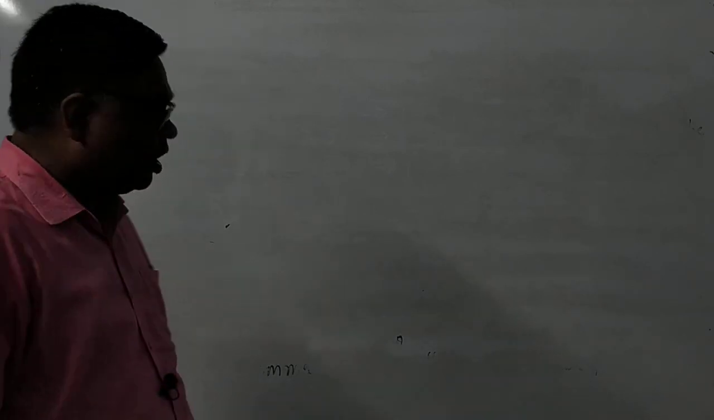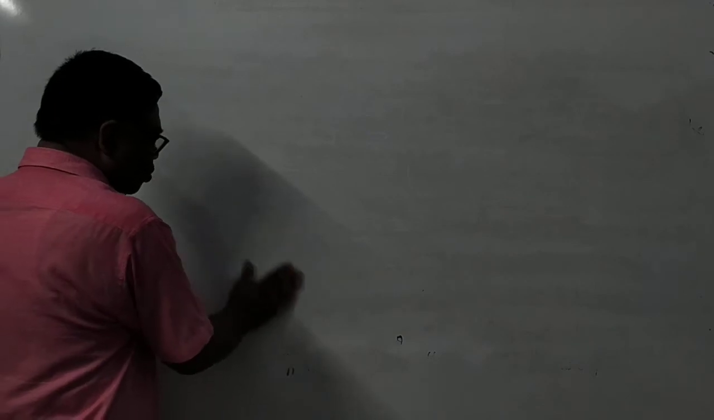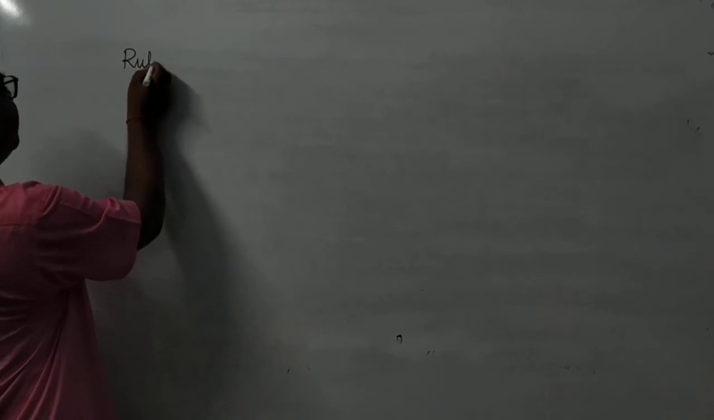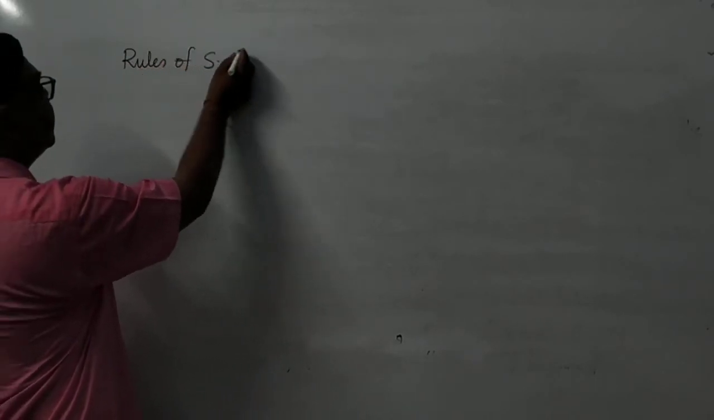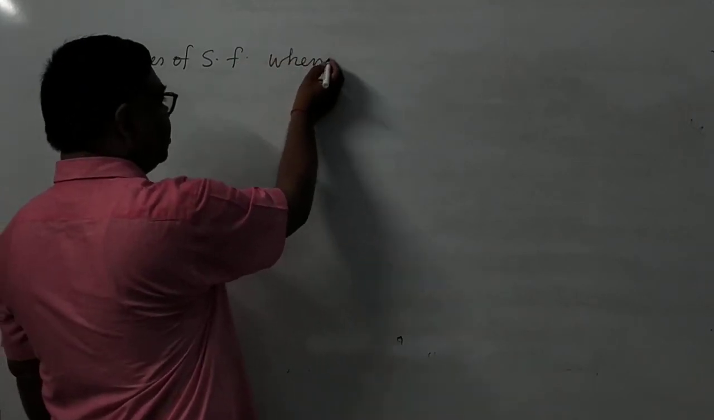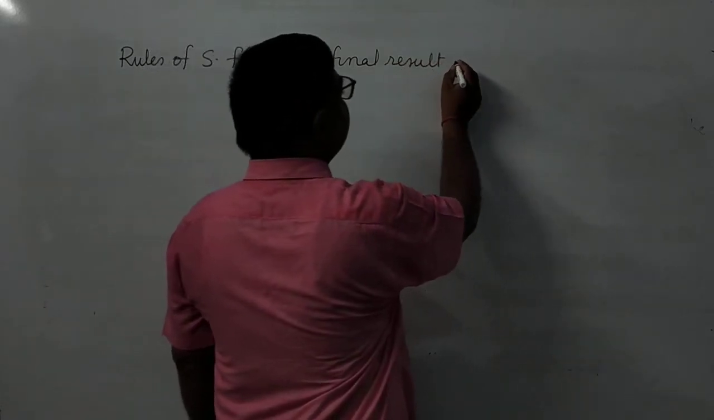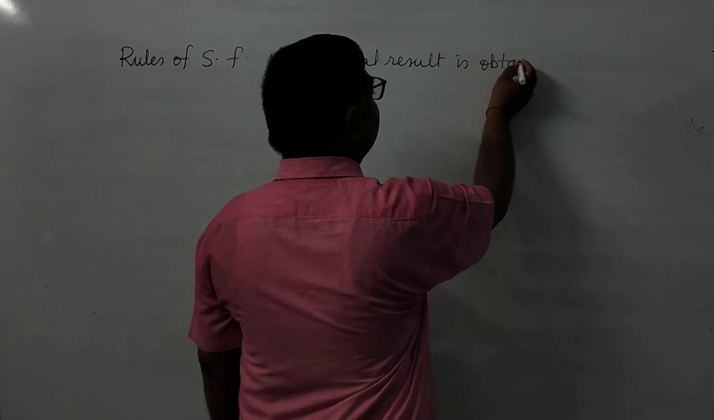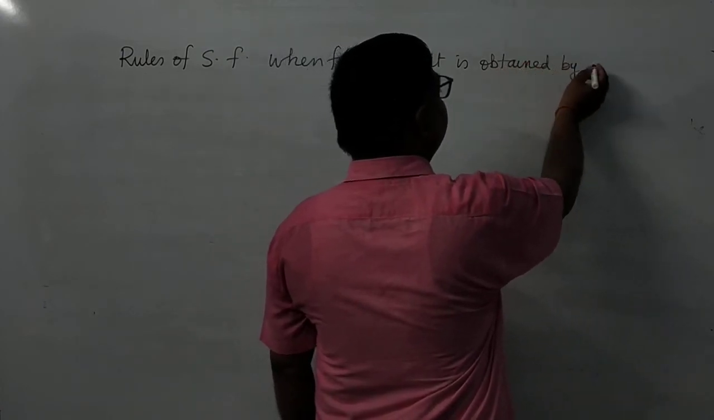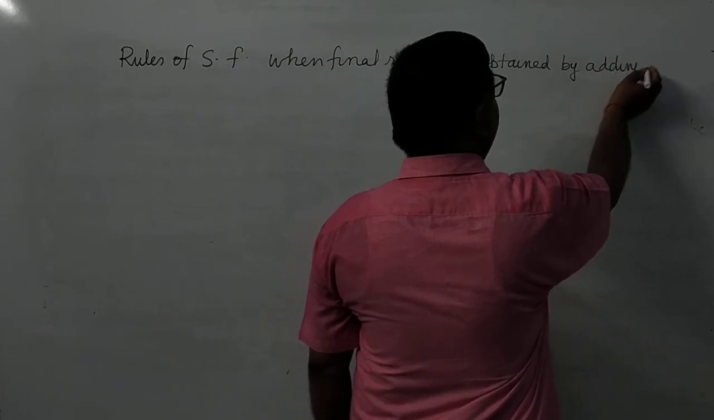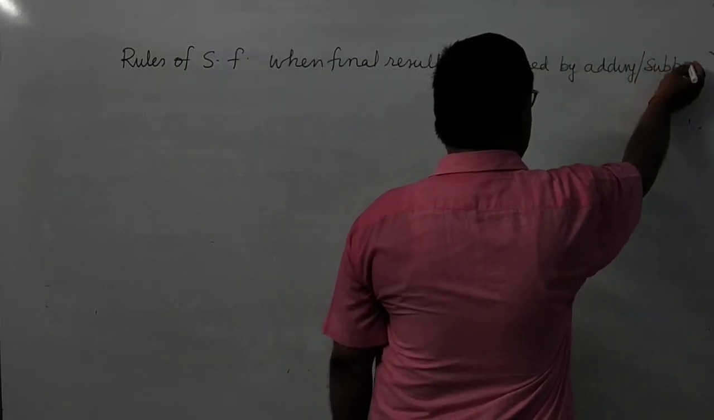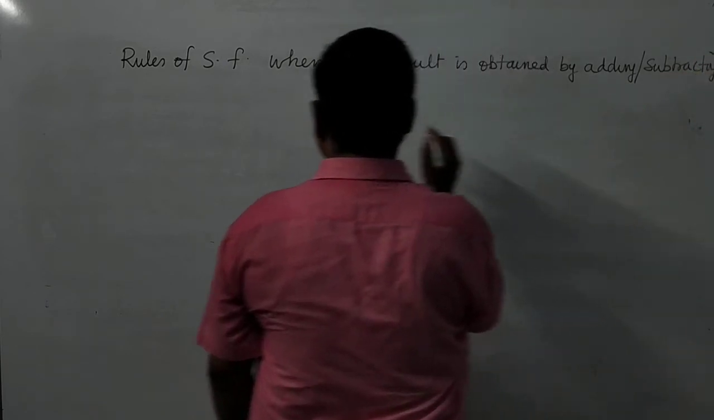So first, see the rules for the number of significant figures when the final result, that is the calculated value, is obtained by adding or subtracting measured values.